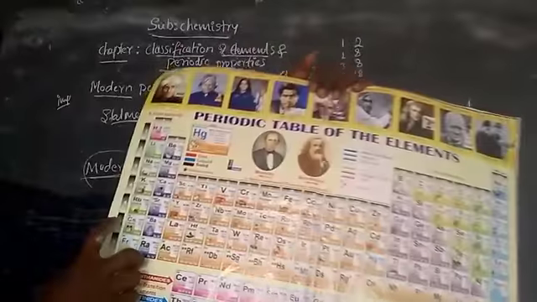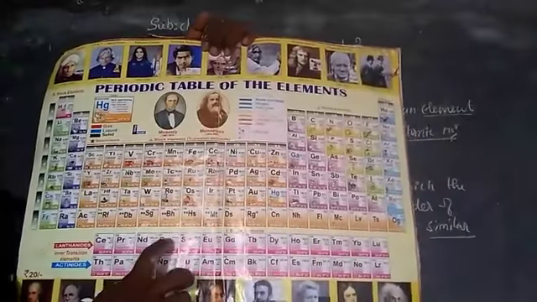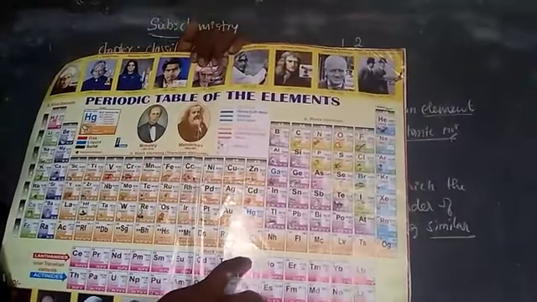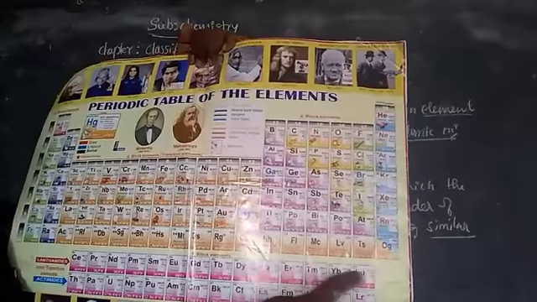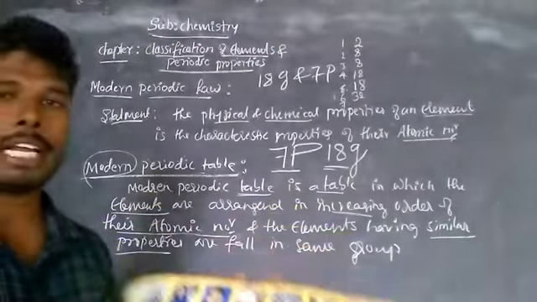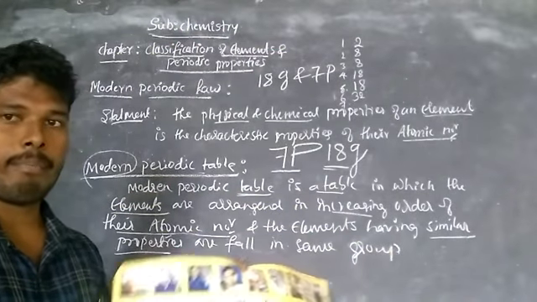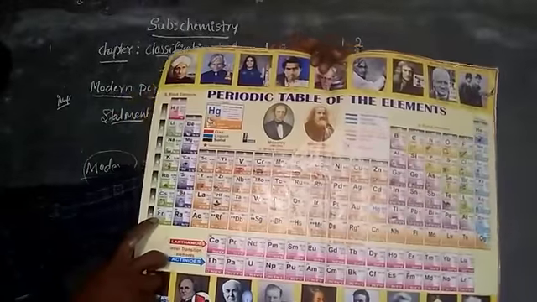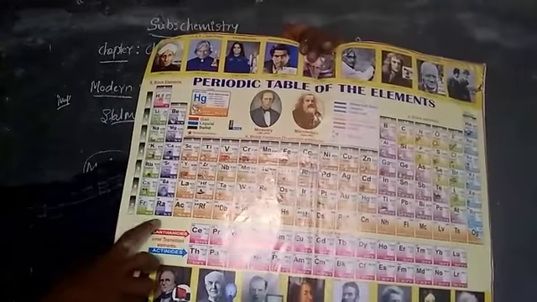Because here in the sixth one there are elements 18, 19, 20, 21, 22, 23, 24, 25, 26, 27, 28, 29, 30, 31, 32. Okay, there are 32 elements in the 6th period. Similarly, observe in the 7th period: francium, radium.